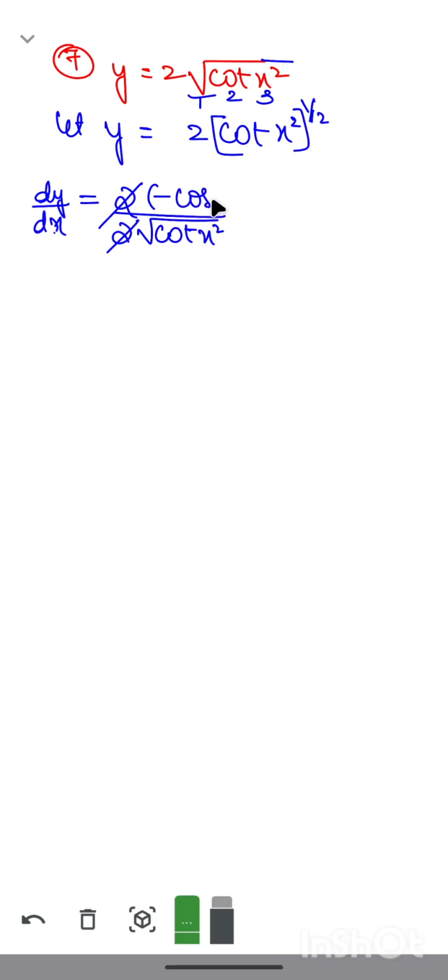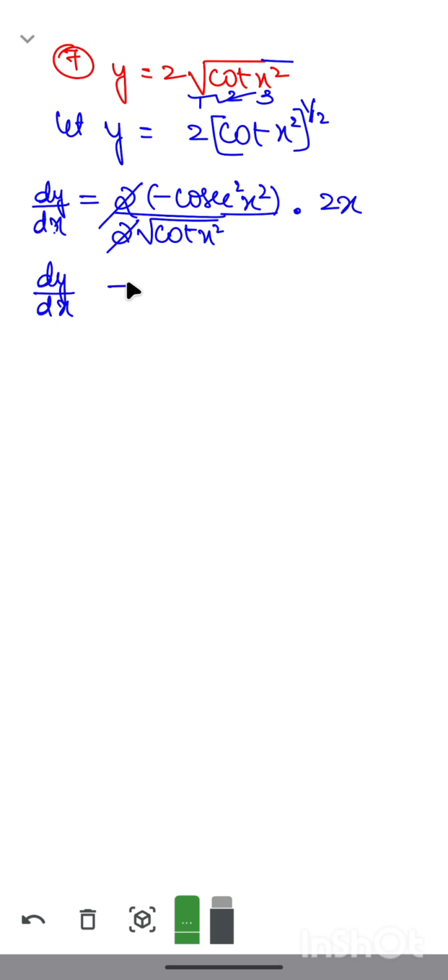Differentiation of cot x is equal to minus of cosecant square x. Accordingly we found minus cosecant square of x square. Second function is also done. And the third function is x square. What is differentiation of x square? That is 2x. Finish.